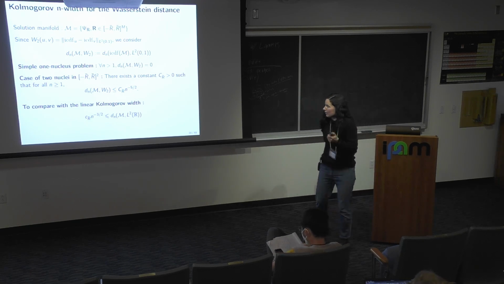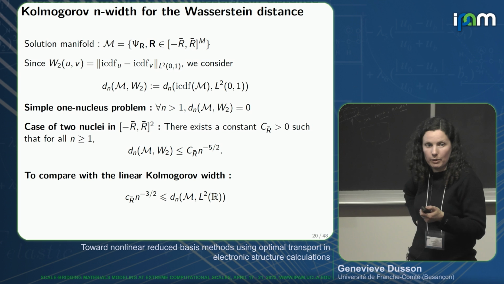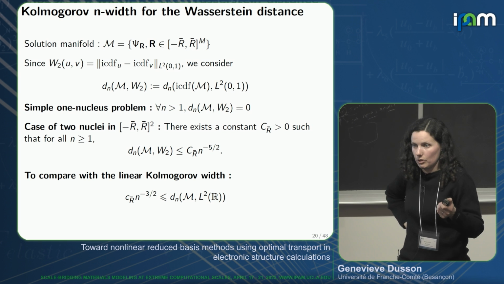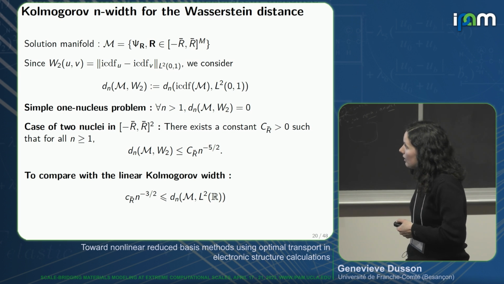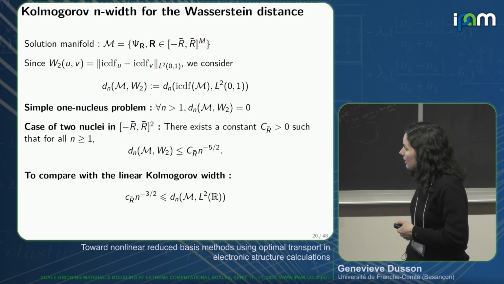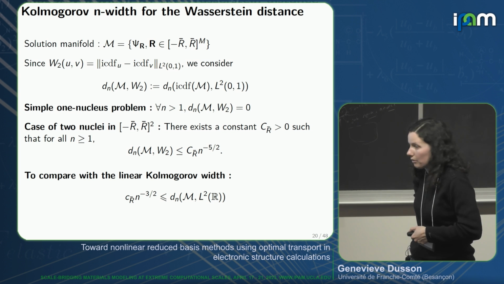Now if I go back to my original 1D toy problem, if I want to estimate the Kolmogorov n-width for this Wasserstein distance, since this Wasserstein distance can be written as an L2 norm of the inverse cumulative distribution functions, I can just define it as the Kolmogorov n-width for the L2 norm, transforming the set of solutions. In that case, what we proved is that the Kolmogorov n-width decays at least as fast as n to the minus 1/2, which is not great, but still better than the minus 1/2 that we got before.